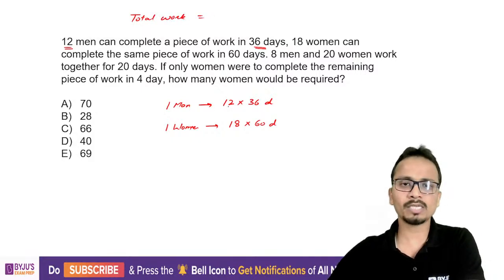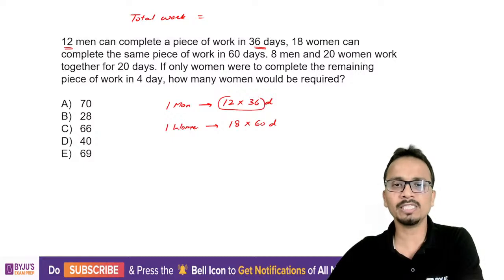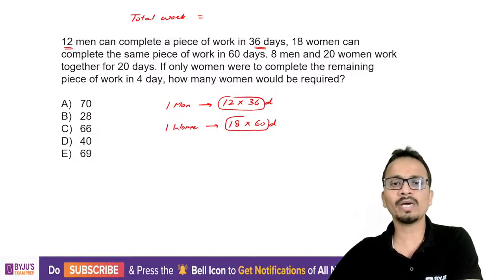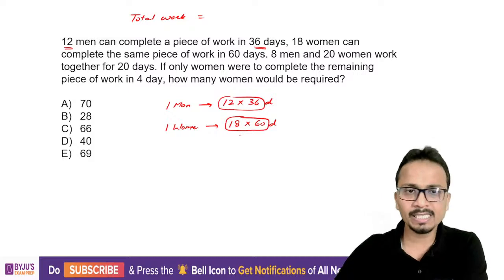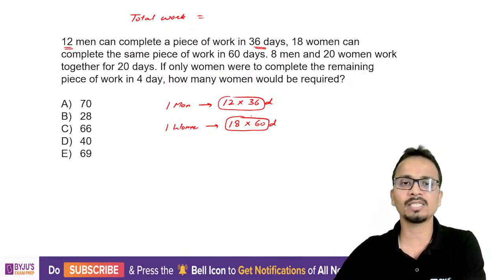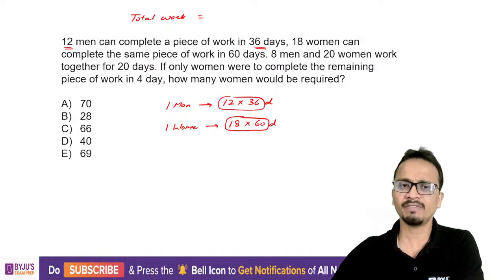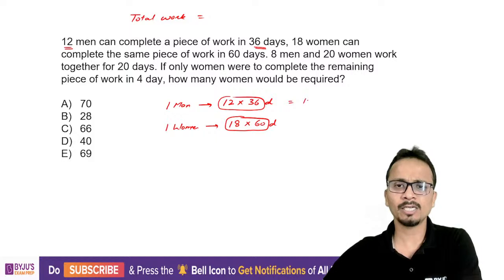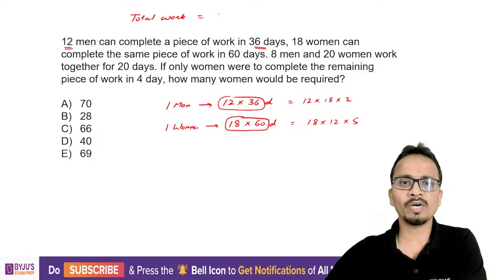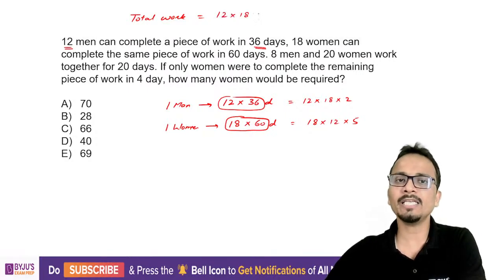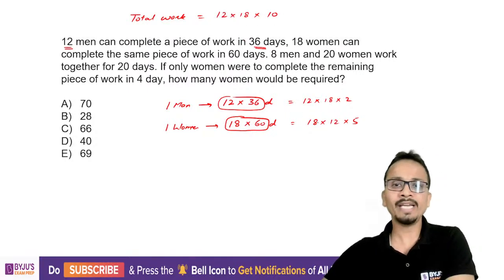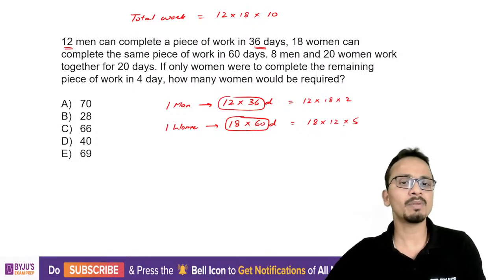Assume total work such that it is divisible by both these numbers. So total work इस तरीके से assume करो such that it is divisible by both these numbers. 12 into 36 से भी divide हो जाए, 18 into 60 से भी divide हो जाए. So the better way of writing this is 12 into 18 into 2, and the second one as 18 into 12 into 5. So I'll assume the total work as 12 into 18 into 10. So 12 into 18 into 10 will be divisible by both the numbers.